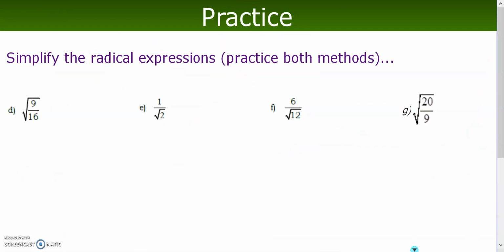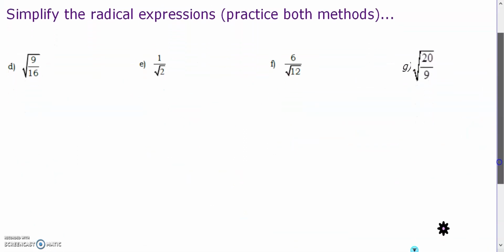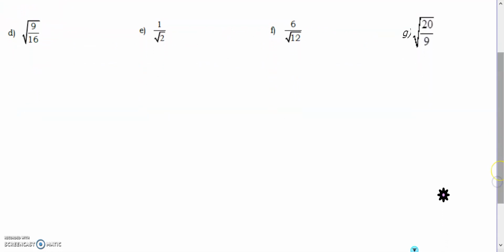We're going to take a look at 4 extra practice problems to simplify our radicals. For the first one, I've got square root of 9 over 16. So that's a fraction in a radical. Can't happen. We're going to go ahead and break it up into 2 separate radicals and see if we can simplify. The square root of 9 is a perfect square. Awesome. That's 3. The square root of 16, perfect square. That's 4. Done. 3/4 is my answer.